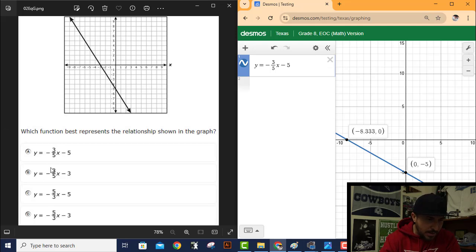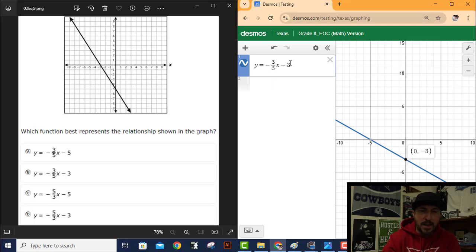Now, choice B. -3 over 5x. Good. And this guy just changes to a -3. Here he is. He's crossing the -3. Nope. It's supposed to cross at the -5. Now we go to choice C. Got the -5 right there. This is a 5. That's a 3. Here we go. He crosses the -5.